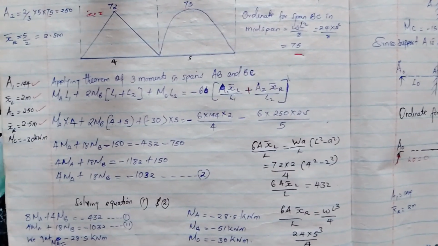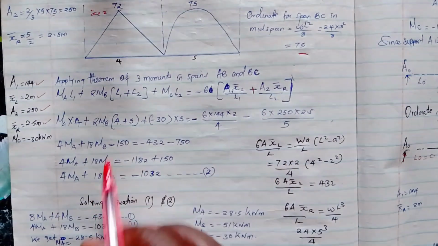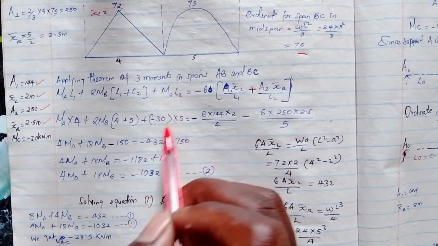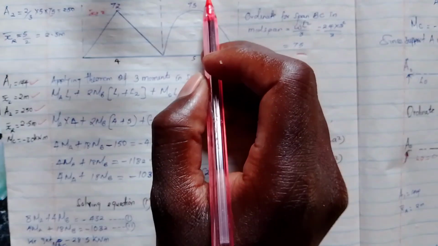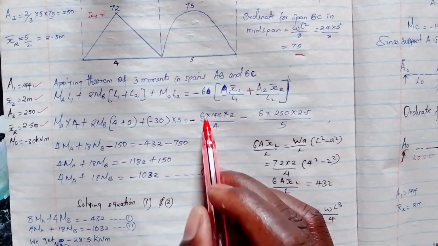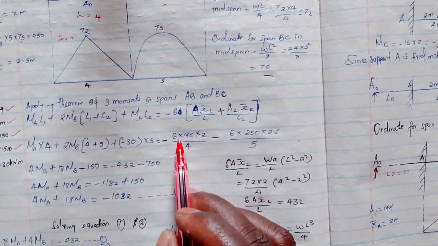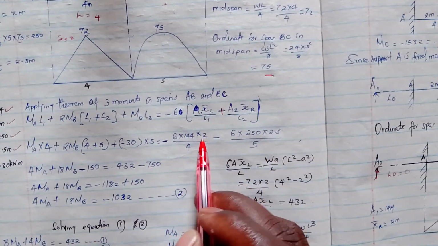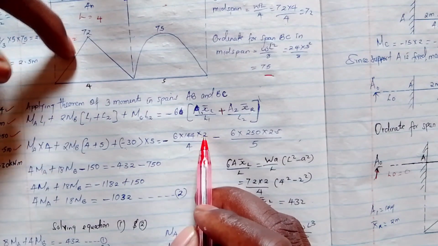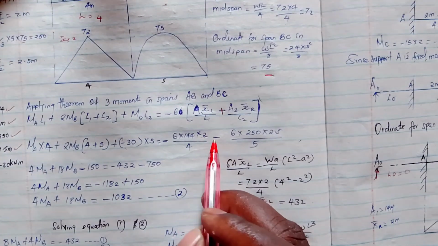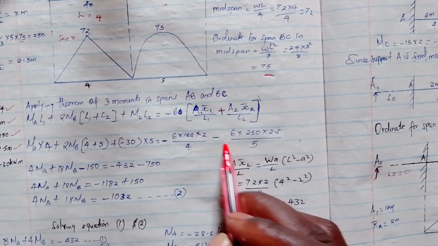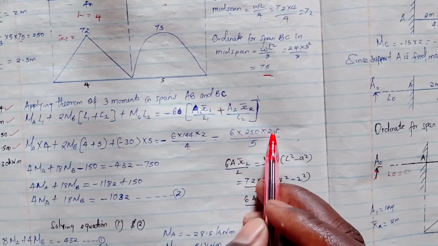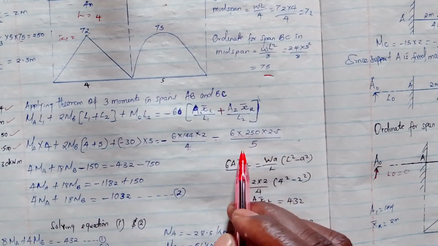So MC, which was negative 30, times L2, which is 5, gives negative 150. Then divide by negative 6, which I've just opened the bracket for. Area 1 was 144, center of gravity left, which is on a triangle, is 2 over 4 L1, which is 4. Minus 6 times area 2, which is 250, times center of gravity right in a semicircle, which is 2.5 over L2, which is 5.